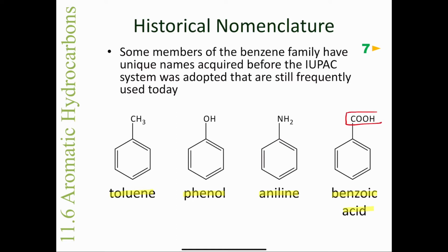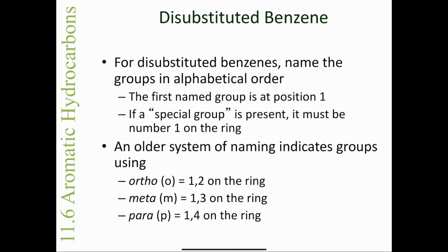This condensed structure that is shown here is just another way of writing out the whole carboxylic acid group. Okay, so what I'm drawing here is the exact same thing as benzoic acid. If we want to name a disubstituted benzene, so a benzene that has more than one substituent, we're going to name the groups in alphabetical order. The first named group is at position 1. If a special group, meaning the methyl in toluene or the hydroxyl in phenol, is present, it must be the number 1 on the ring. So that means you've always got to be on the lookout for toluene, phenol, aniline, and benzoic acid.